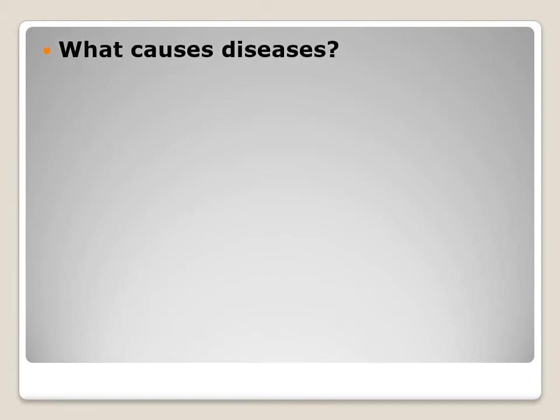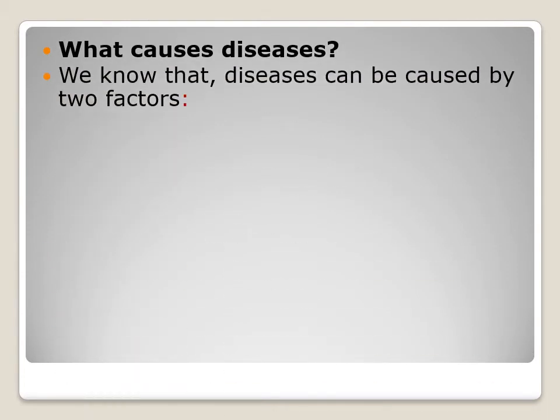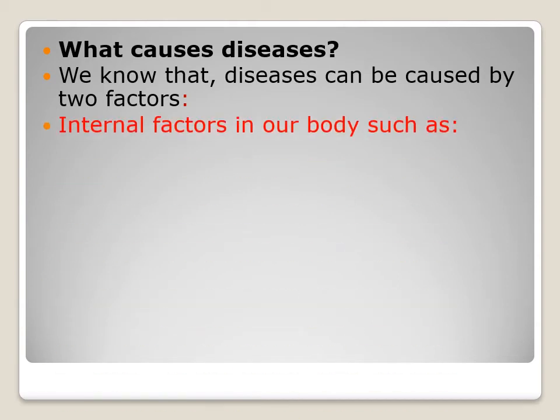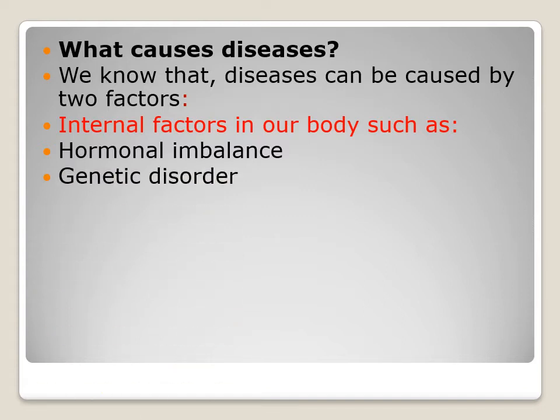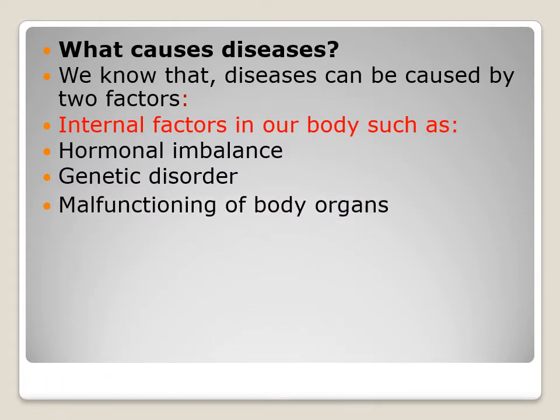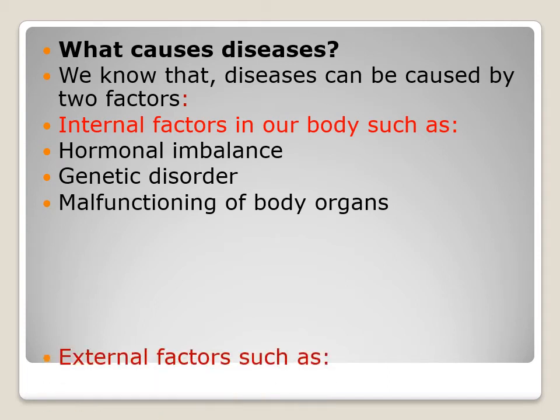Now, what causes these diseases? There are two important factors responsible for it. These two important factors include the internal factors or the intrinsic factors. There are two or three important points which are internal factors. Number one is hormonal imbalance. A person who is diabetic is so because of deficiency of insulin, a hormone in the body. Genetic disorder: hemophilia, where the blood does not clot easily, is a genetic disorder. And malfunctioning of the body organ. Sometimes there is a renal failure.